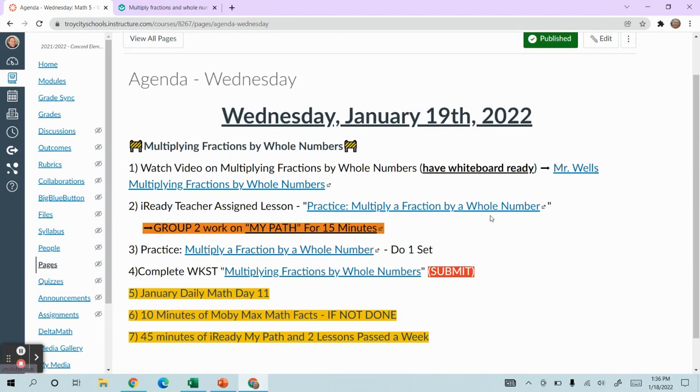Next, you're going to have an iReady teacher assigned lesson, multiply a fraction by a whole number. That should take you guys all of about 10 to 12 minutes. It does count as minutes. It does count as a lesson pass. So please make sure that's done.